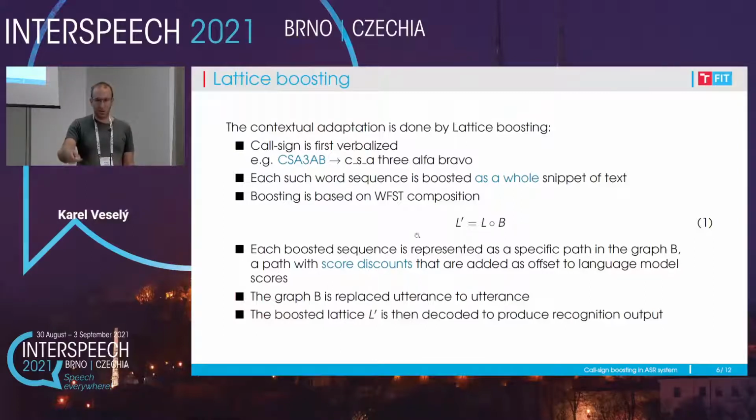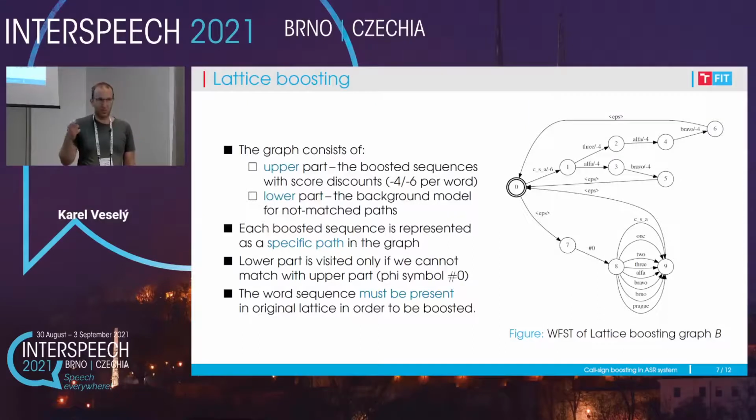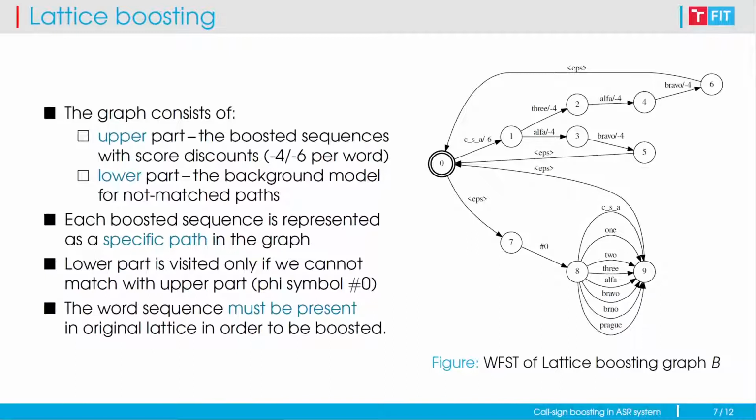In the lattice we have language model scores, which are included as graph scores in the case of Kaldi, and we give some offset to these language model scores. This is how we make the boosted words appear on the one best output of the ASR system more likely. We change this boosting graph B from utterance to utterance, and finally the modified lattice we just decode to get the one best output, and that's basically it. It's pretty much similar to the way Google does it in cell phone ASR recognition.